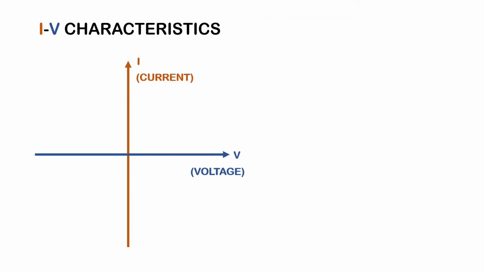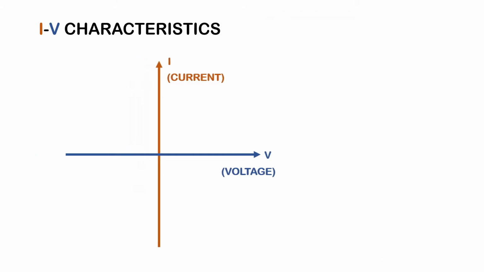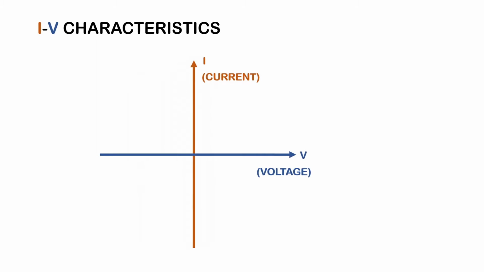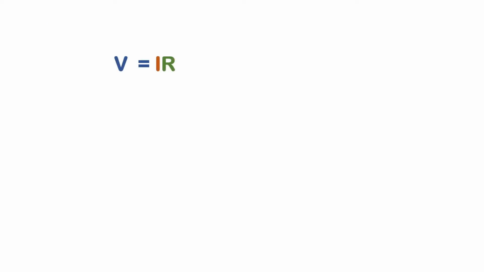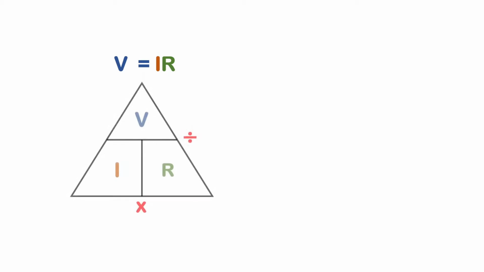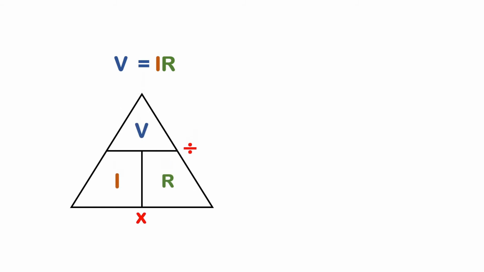The exact relationship between potential difference and current is different for different components and can be shown on a current voltage graph. As the potential difference, or the voltage, across a component is increased, the current also increases by Ohm's law, V is equal to IR. We can also show this relationship in an equation triangle.